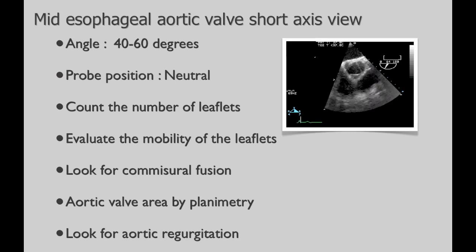It's important to evaluate the mobility of the leaflets. Look for things like commissural fusion or calcification. You can size the aortic valve by using planimetry as a function. And you can assess with color flow Doppler for aortic regurgitation in this view.